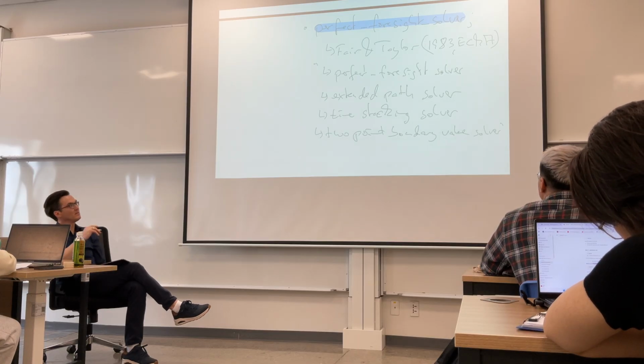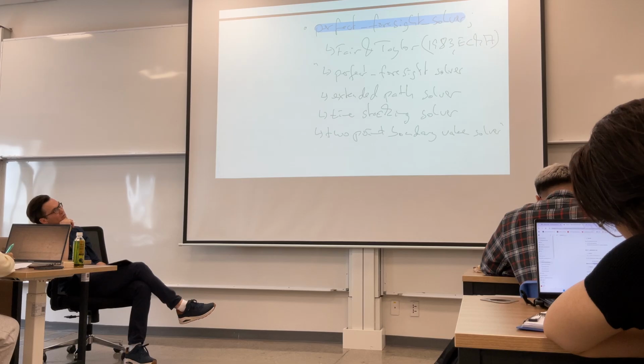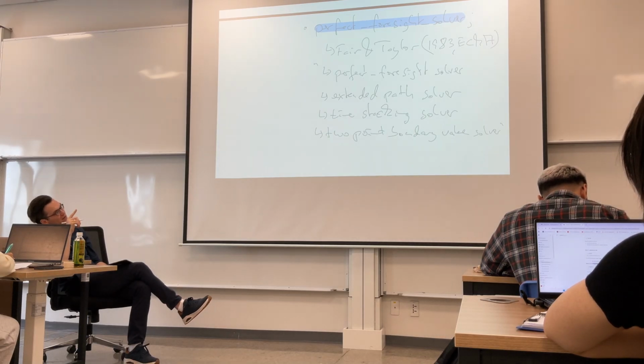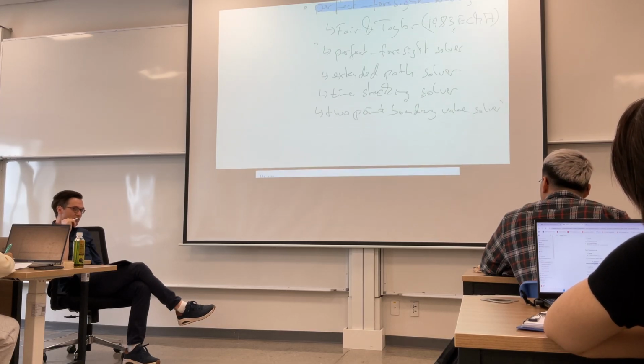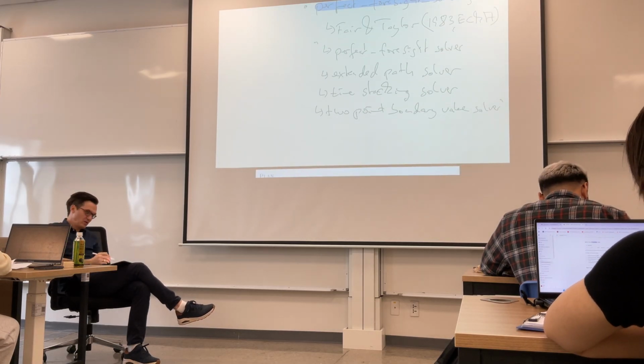So these things all mean the same: the two-point boundary value solver, the time stacking solver, the extended path solver, or the perfect foresight solver. They all mean the same thing. So how does this work in practice? Okay, here's an example of how the solver works.